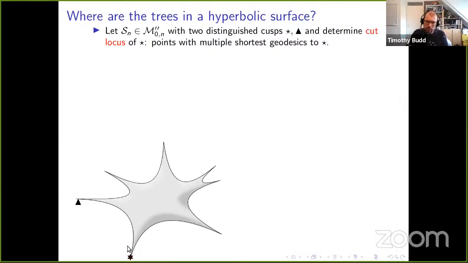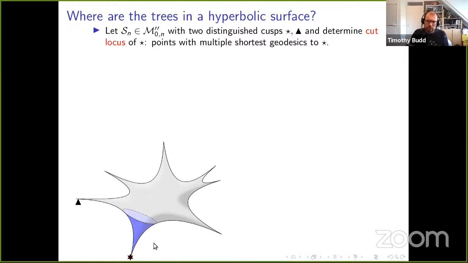So here I have a hyperbolic surface with cusps. And what I've done is I have taken a random such surface, but with two distinguished cusps. That's why I put a double prime in my moduli space. One of them that I'll indicate by a star, and we'll usually call the origin, and another one indicated by this triangle, which I'll call the root cusp. And what we're now going to do is look at the cut locus of the origin. So what is the cut locus? It is the collection of points in the surface that have more than one shortest geodesic running into the origin.